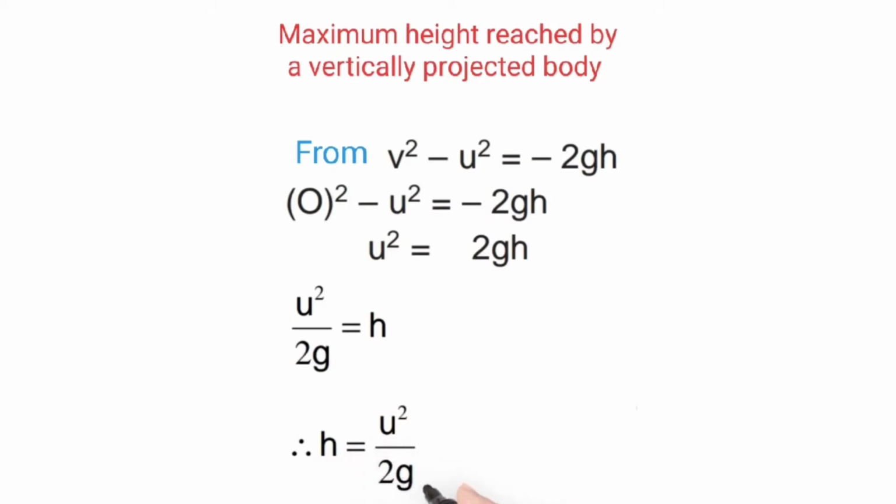Now we will find the maximum height reached by a vertically projected body. We know that at maximum height final velocity is 0. So in v square minus u square is equal to minus 2gh, if we substitute 0 in the place of v, then we will get u square is equal to 2gh. From that, h is equal to u square by 2g. From this we can say maximum height is directly proportional to the square of the initial velocity.